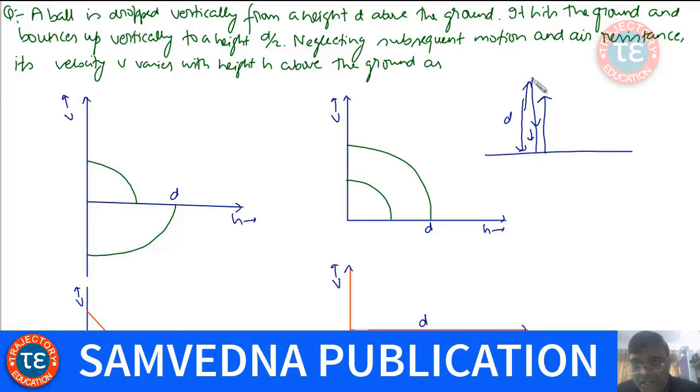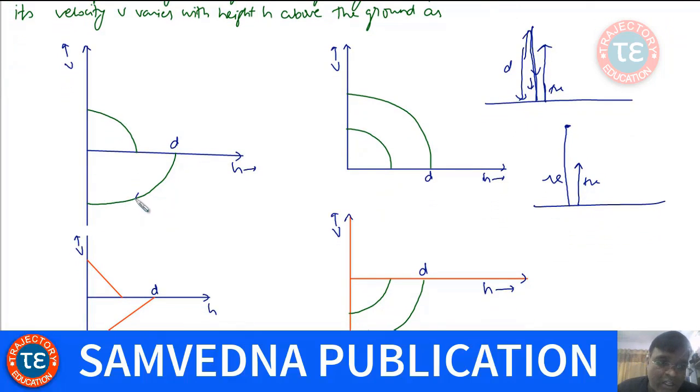Then velocity will change its sign. Velocity will become positive. From here to here, velocity was negative, and then it hits the ground and rebounds. So velocity becomes positive, and it keeps on falling and reaches d by 2. See, I'll tell you. It starts from d by 2. Velocity keeps on increasing, but remains negative. The magnitude of velocity keeps on increasing, but it's negative. Then it hits the ground. It reverses the sign. It becomes positive and keeps on falling.